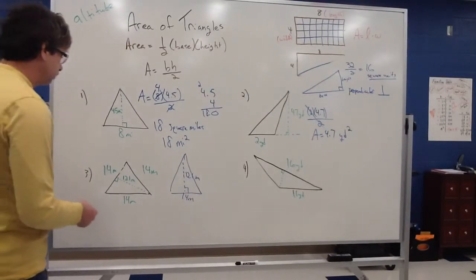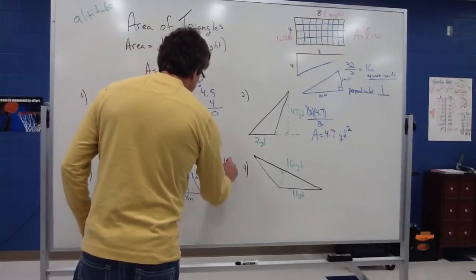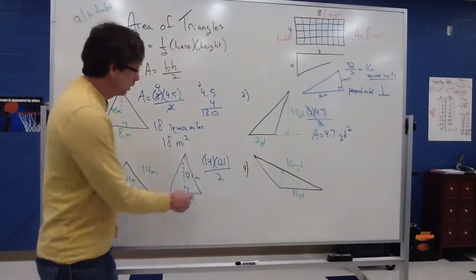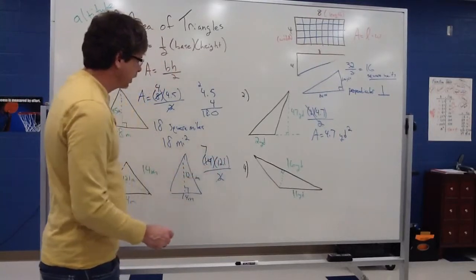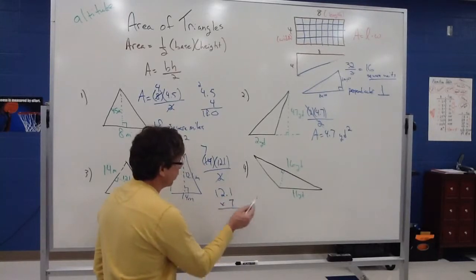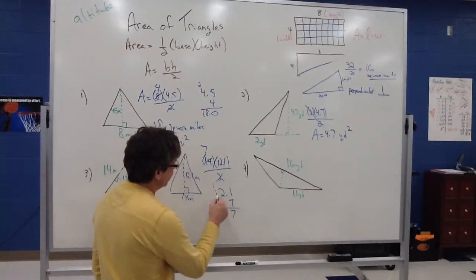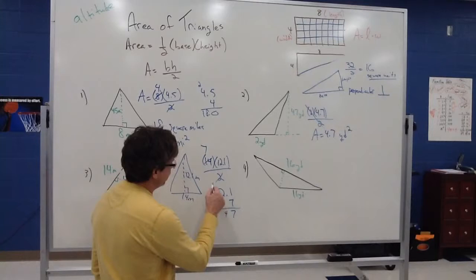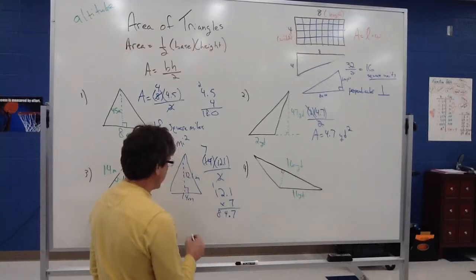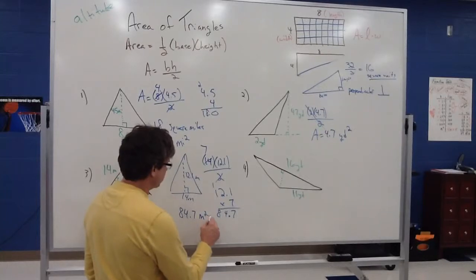So what I have then is my base is 14 times the height, which is 12.1, and I'm going to divide that by 2. Notice again that 2 can go into that 14 first, and all I really have to do is 12.1 times 7. When I do 12.1 times 7, I'm ignoring the decimal. 7 times 1 is 7. 7 times 2 is 14. Carry the 1. 7 times 1 is 7, plus the 1 is 8. Now there's one number behind the decimal, so I slide it over, 84.7. So the answer would be 84.7 square meters.